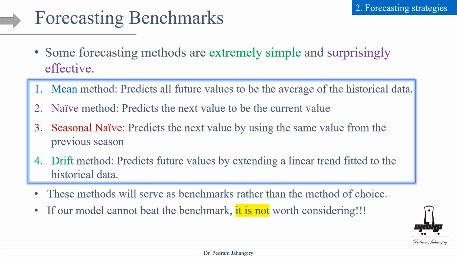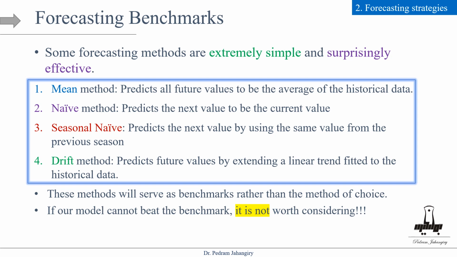Here are the 4 most commonly used benchmarks in practice, and depending on the nature of your time series, you will end up using one of them. For example, if your time series is stationary, meaning the average in the long horizon is stable, a good benchmark for that is the mean method. The mean method basically predicts all the future values to be the average of the historical data.